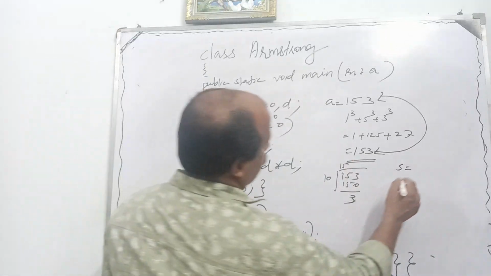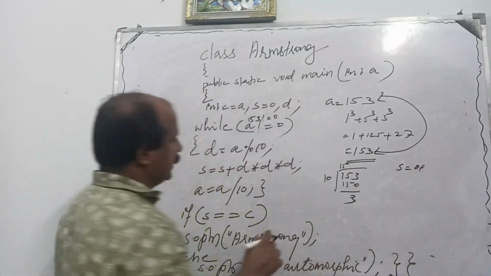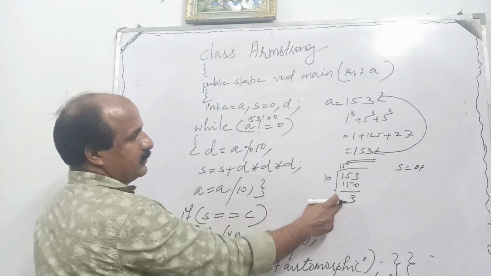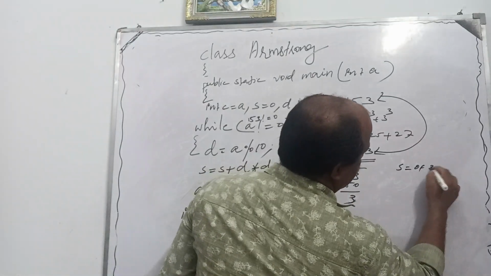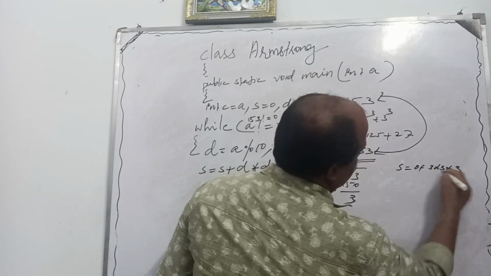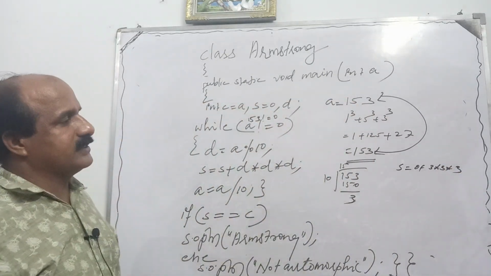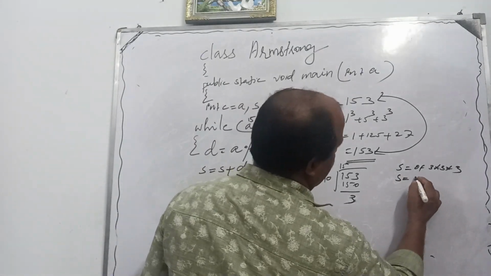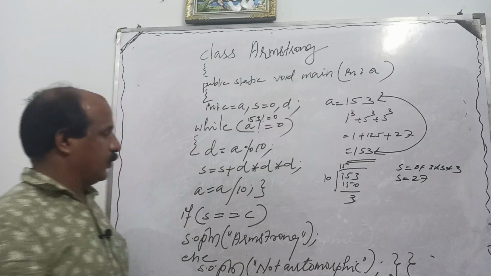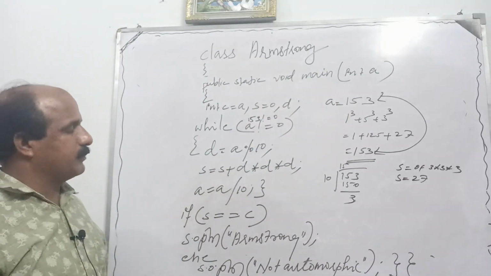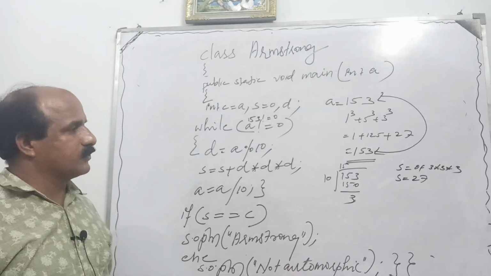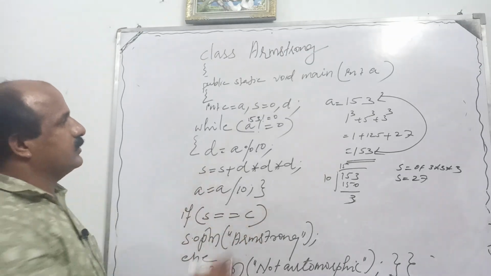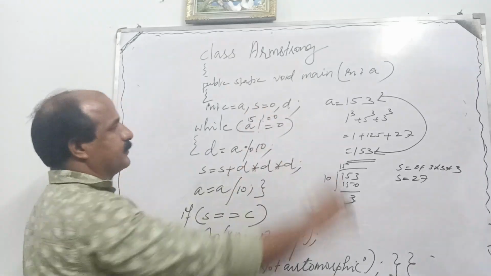Now S is equal to S plus, in S what is there? 0 is there. 0 plus D into D into D. I told you D is what? 3. So plus 3 into 3 into 3. That means 27. So the final value of S will be 0 plus 27, then 27 is there. Okay. Now A is equal to A divided by 10. The value of A becomes what? 15. Division it is. So A is not 153, now it is 15.